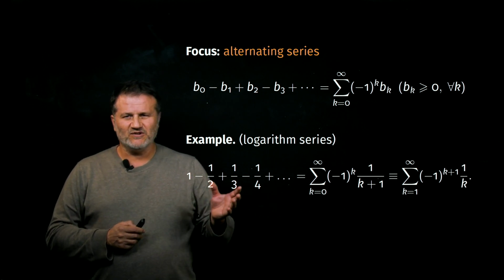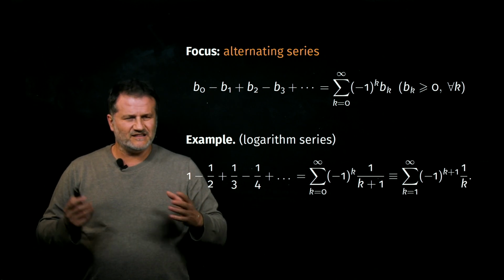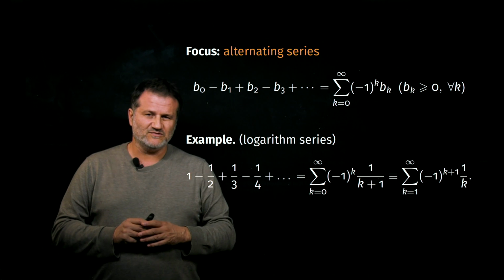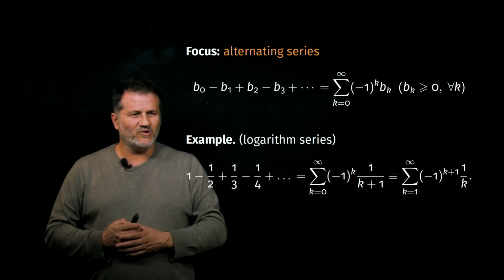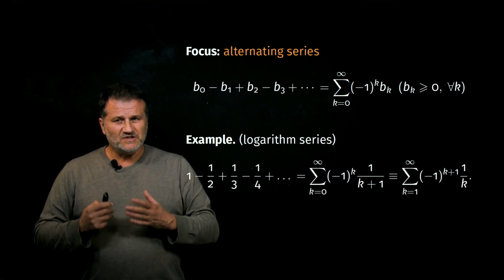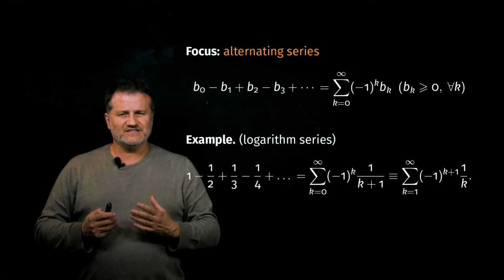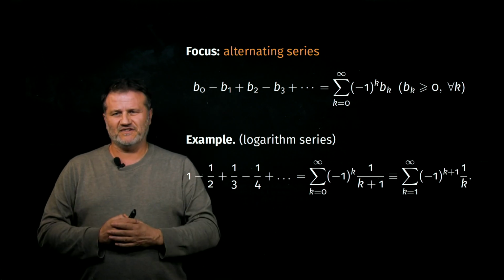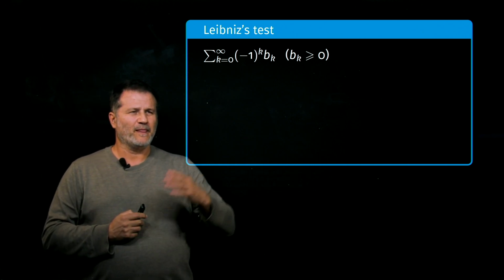This series is called the logarithmic series because it can be proved that the sum is finite, and actually equal to the logarithm of 2. This is something that demands a little bit more tools to be achieved. The most important convergence test for alternating series is the Leibniz test, which is the focus of this video. So let's see what this test says.